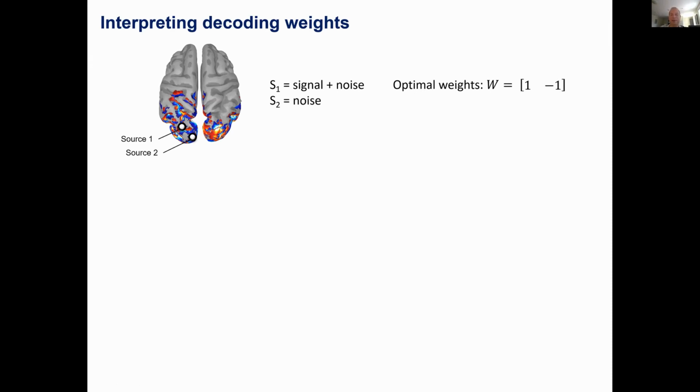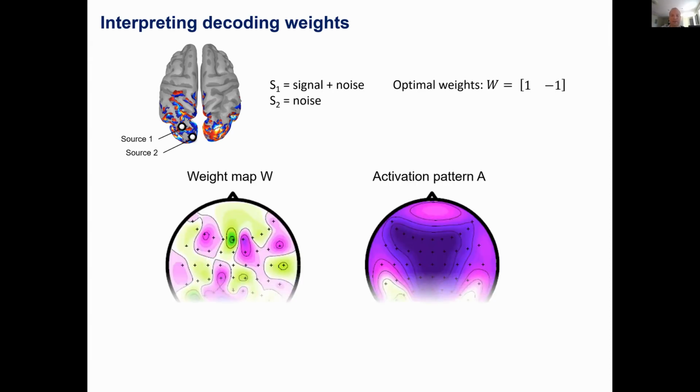So the classifiers extract weights that are optimal to enhancing the signal and removing noise, and we should interpret them as such, and not that wherever you have strong weights, there is signal.